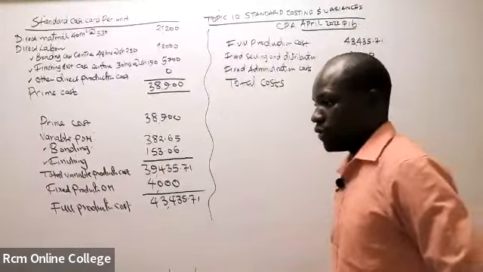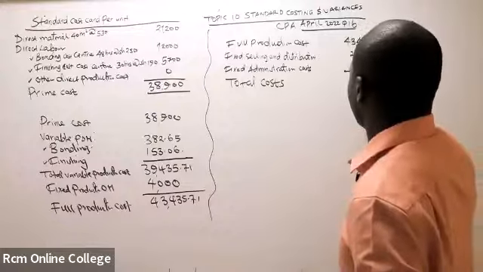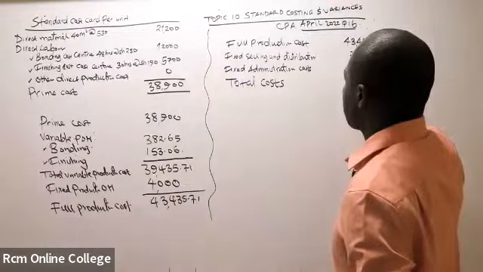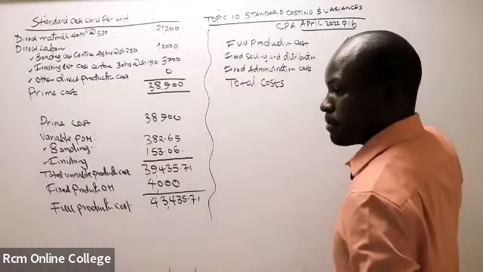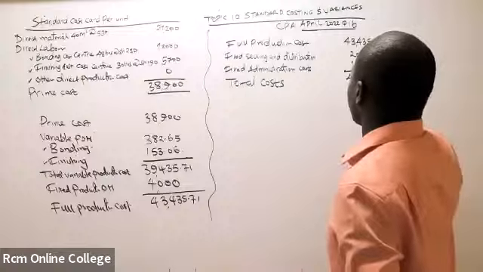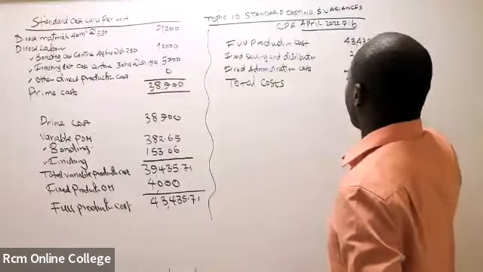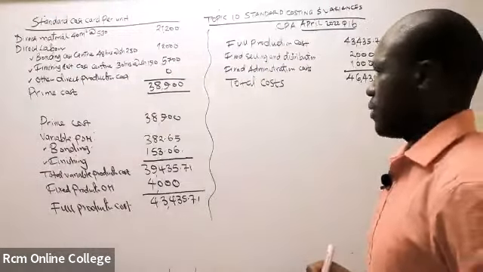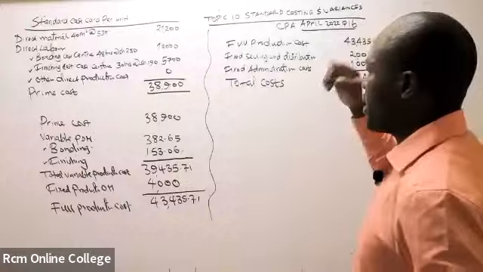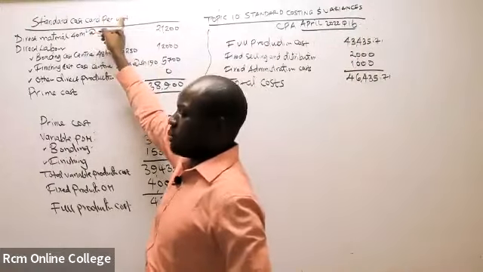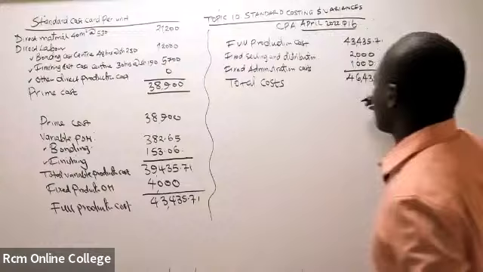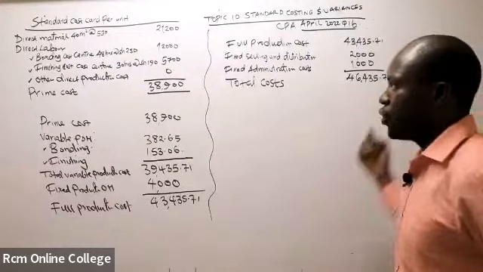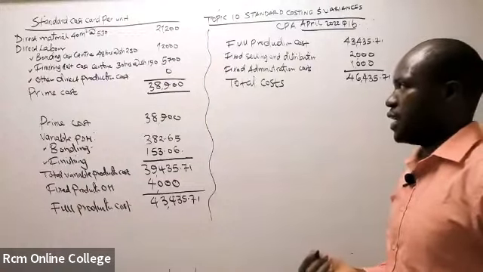Are we together? 46,435.71. Good. That is the total cost per unit. Standard cost card per unit. That is the total cost per unit. If you try to check this total cost per unit, multiply by 9,800, you are going to get total cost for all the 9,800 units.